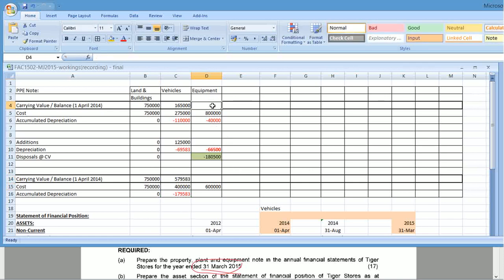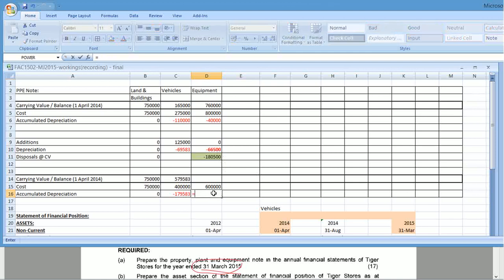Then for equipment, same thing would apply here. The difference there, no additions. There were disposals though, and then we've got the accumulated at the end of the year. The accumulated at the end of the year for this particular company would have been, well, the accumulated is what you started with, and the depreciation is what you had during the year. So start plus what you had during the year, and then you would subtract the accumulated depreciation for the asset that you sold.